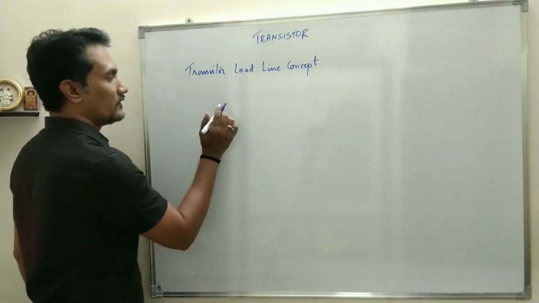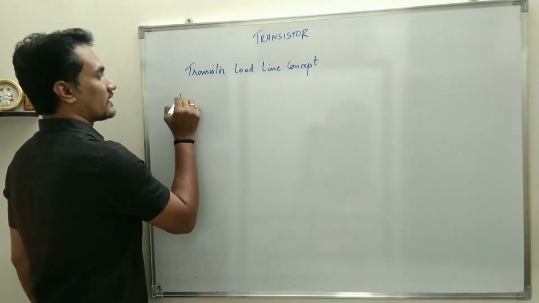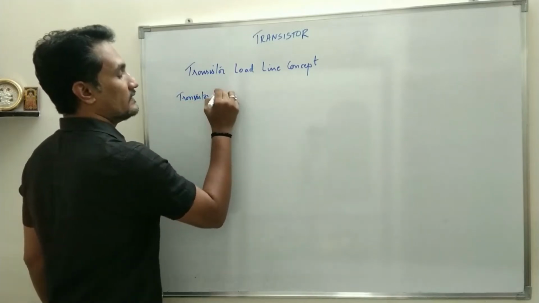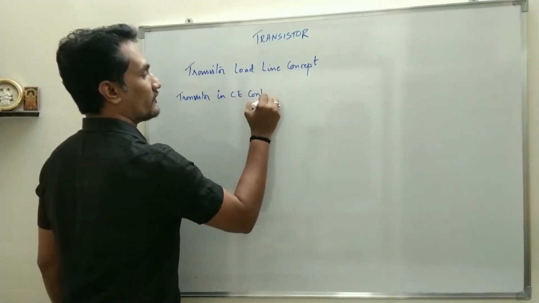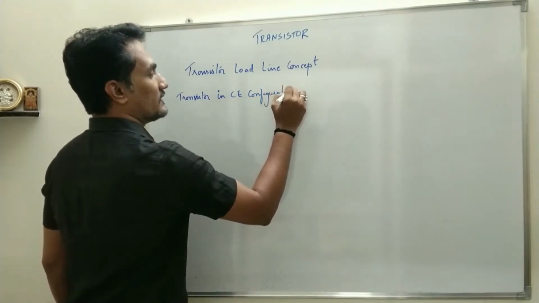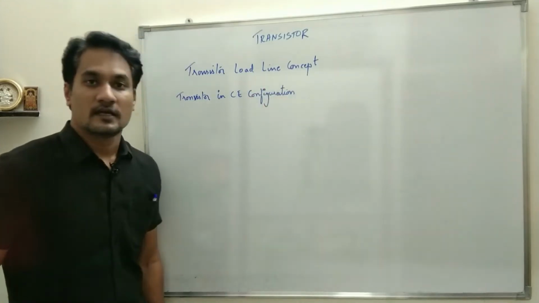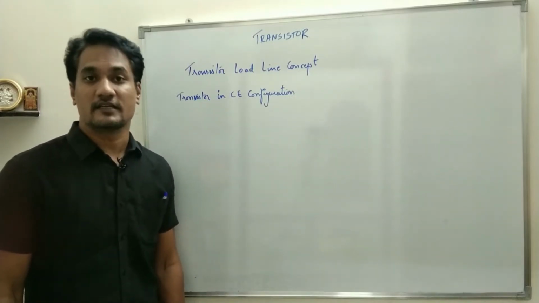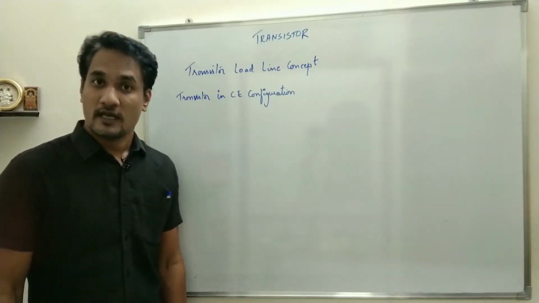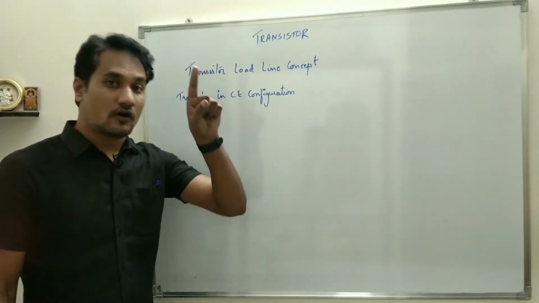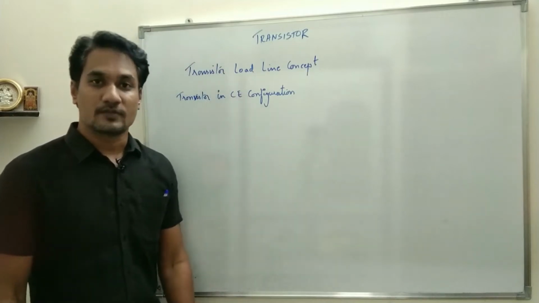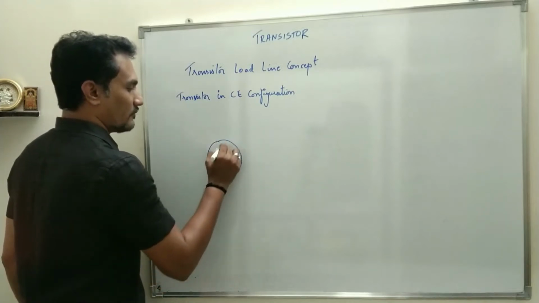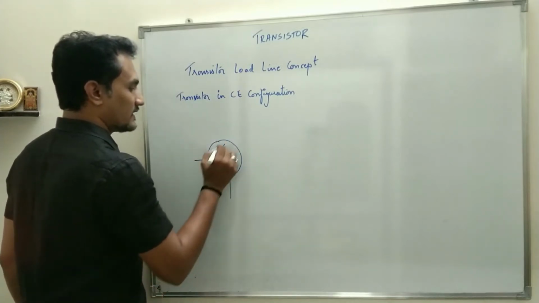For that, what we will do is we will use the transistor in CE configuration. Most of the applications which we will try to understand, we will keep the transistor in CE configuration mode. And as I have already told you, for all these configurations we have used only NPN transistor. In common emitter configuration, the emitter should be common for both input as well as output.